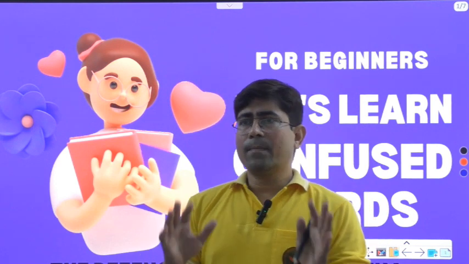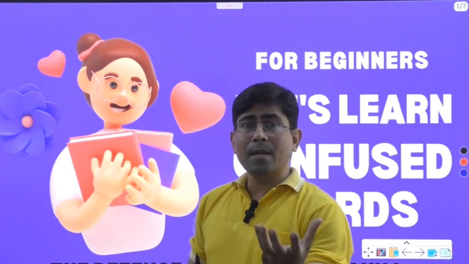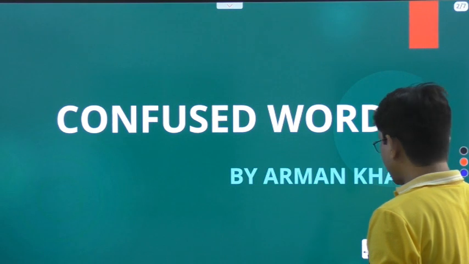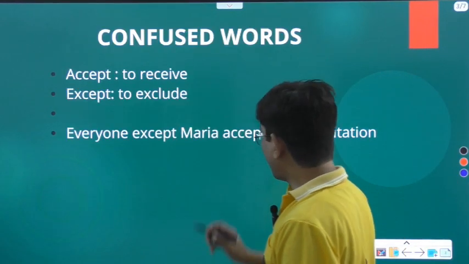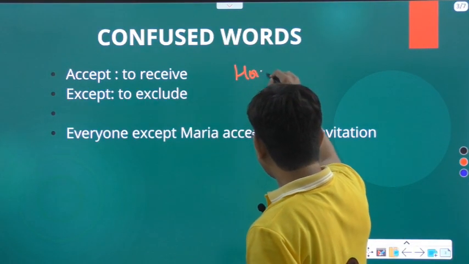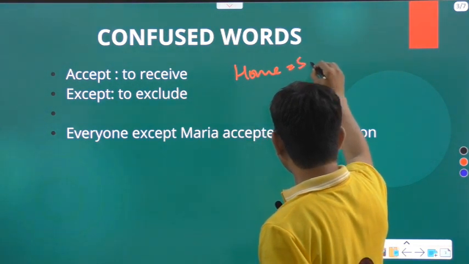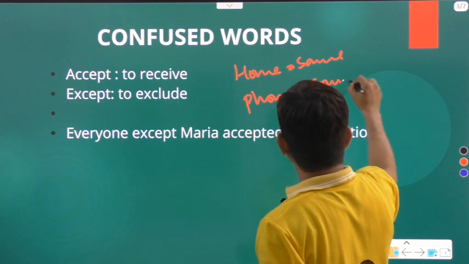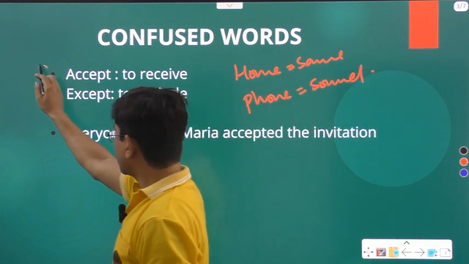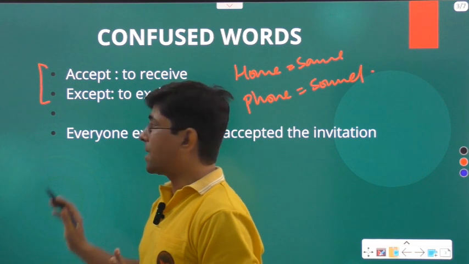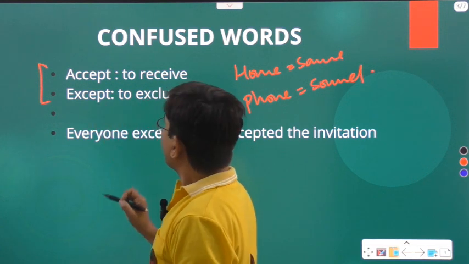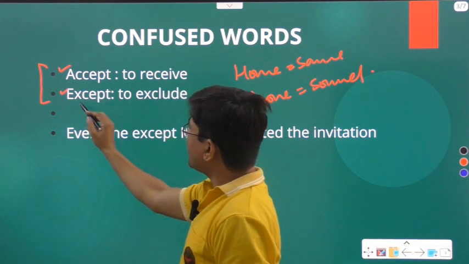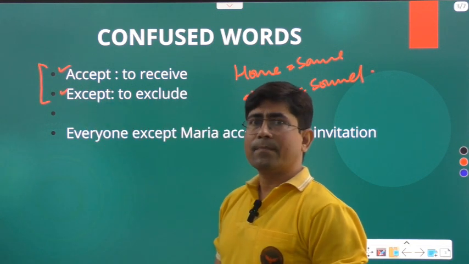But let me tell you the other name of these confused words that you might have heard, that is homophones. Homophones is what? Homo means the same and phones means the sounds. If you look closely at these two words, the sounds are very similar, accept and except. But the spelling of these two words is different, accept A-C-C-E-P-T and except E-X-C-E-P-T.